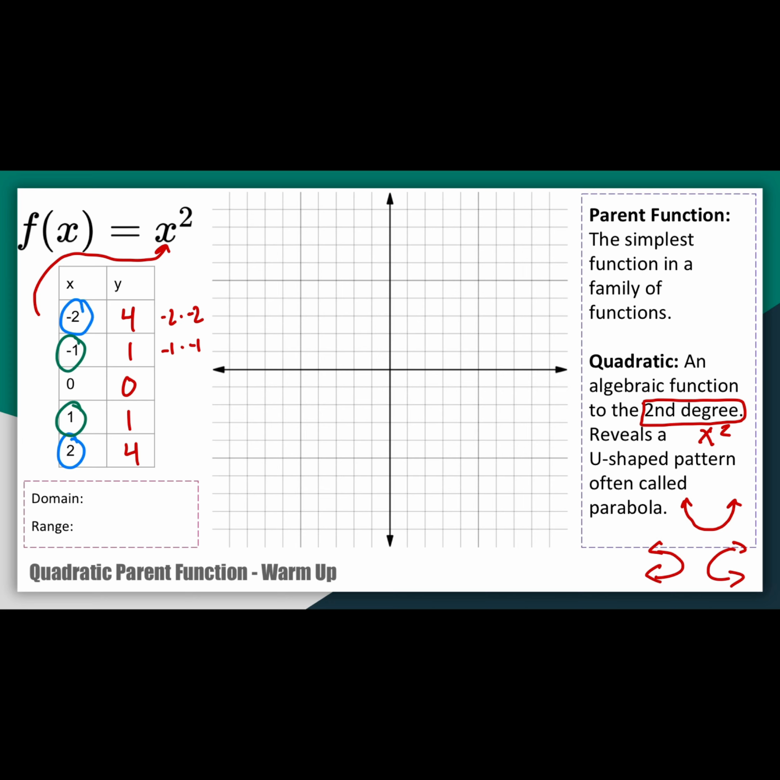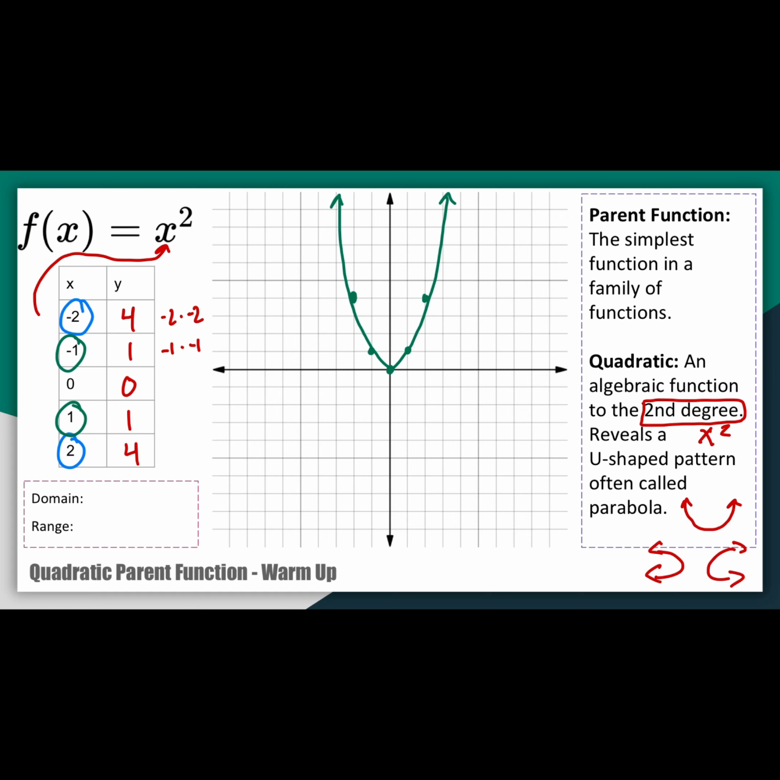And then down to 0, which has no equivalent on the other side because that would be what's called the vertex, which we'll go over a little bit more on the next page. So when I go to plot this, I have (-2, 4), (-1, 1), (0, 0), (1, 1), and (2, 4). And then I should get something like this. Okay, this is the absolute most basic quadratic we could have, okay?